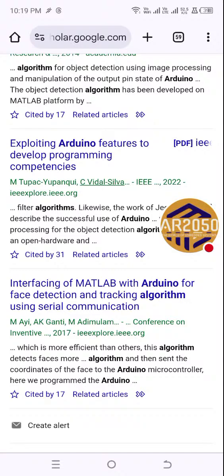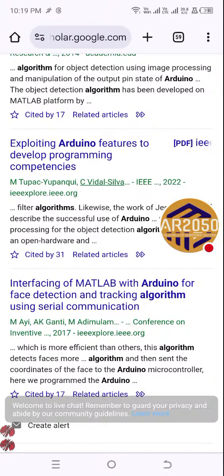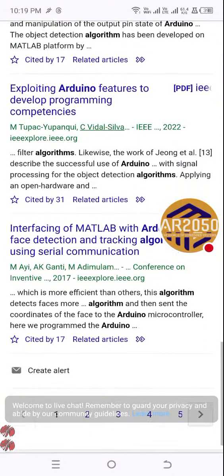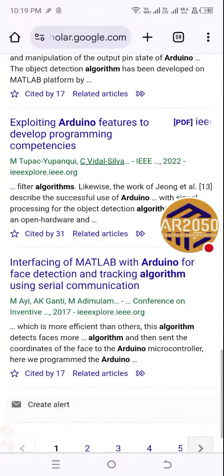I created one of the projects on my YouTube channel for this, where MATLAB and Arduino do communicate, but I think I did not add the face detection and tracking video. I think not. So this is published in an IEEE research paper and cited by 17. So that's a very good article. We can look into this and we can replicate this one in our upcoming videos.